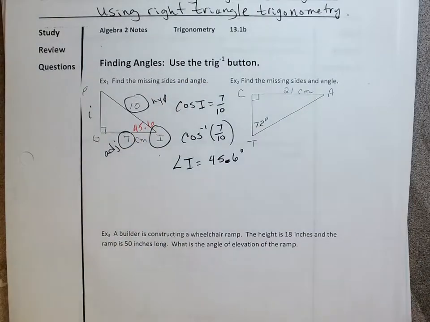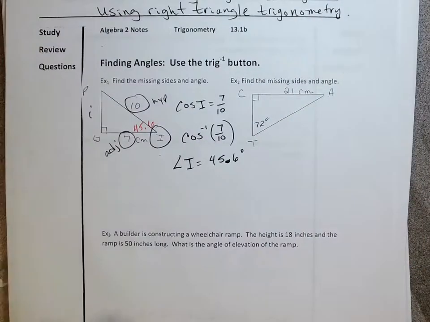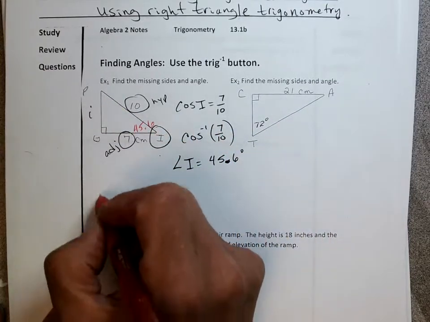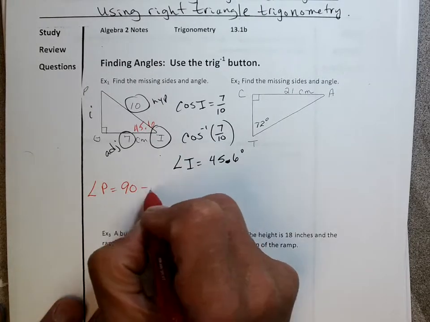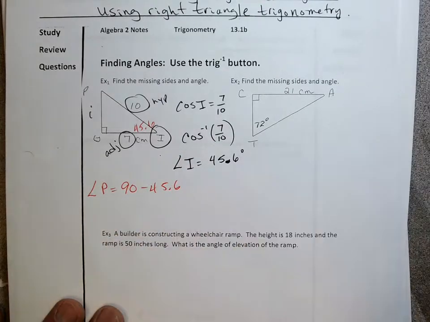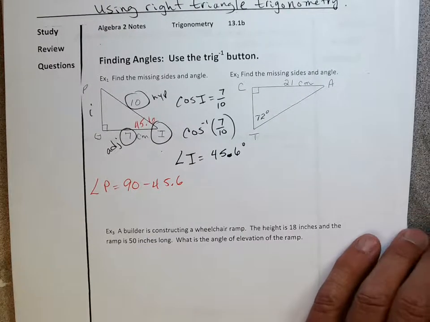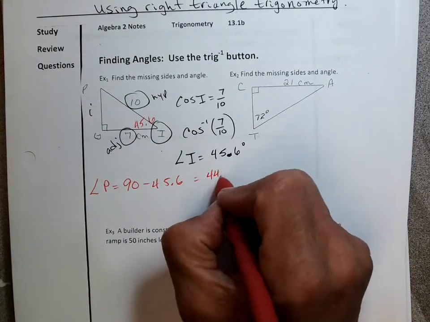Now, to find the rest, angle P is pretty easy, right? Find the other angle: 90 minus theta. You know that these two have to add up to 90, so angle P would simply be 90 minus my 45.6. I'll just use my calculator. 90 minus 45.6, that's 44.4. So angle P is 44.4.